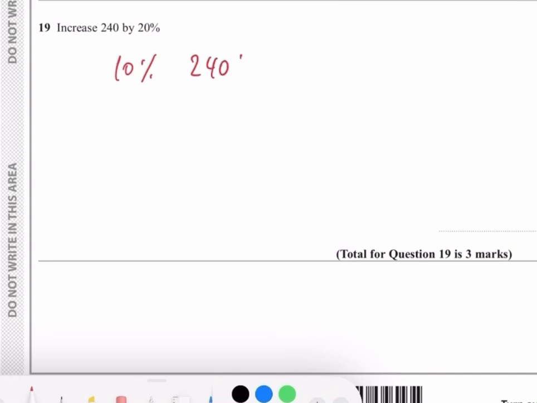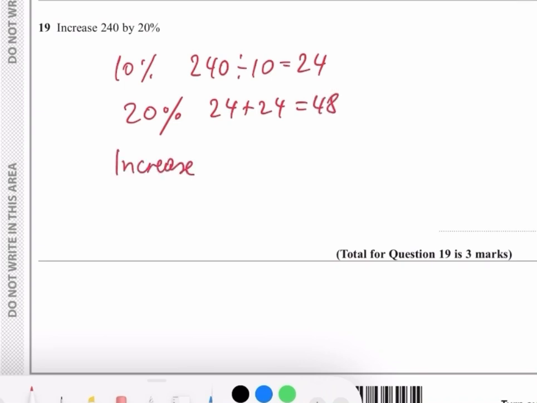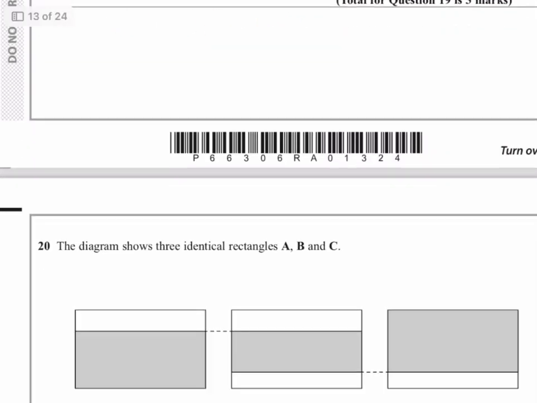So working out 10% first, you know what it is, divide by 10. And for 20%, you double your amount. And do not forget to add that to the number given. So do add that, 288 pounds.